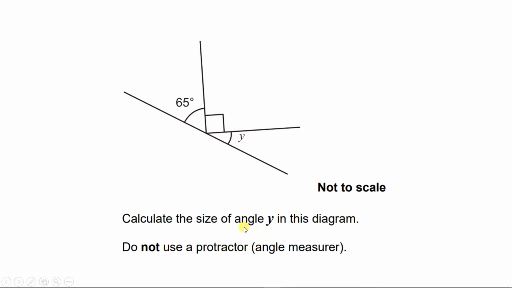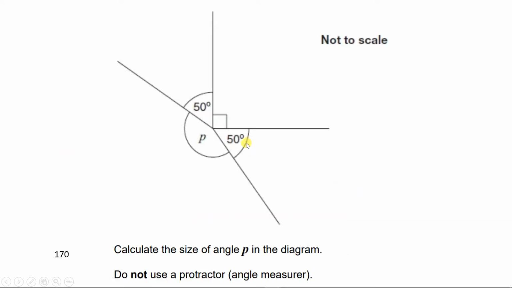Now here we need to calculate the size of angle Y. So we've got angles on a straight line here, and we're given 65 degrees and a right angle, which is 90 degrees. So altogether we have 155 degrees, and we just need to work out how many more degrees we need so that our straight line adds up to 180. So we do 180 minus 155, and that gives us 25 degrees.